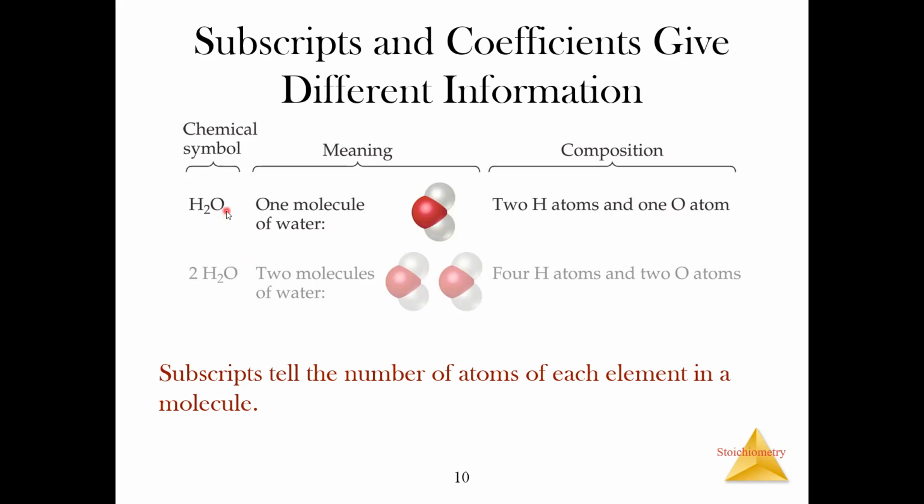If we wanted a second oxygen on this side, we would have to use the 2 out in front like here. We wouldn't be able to add a little 2 after oxygen, because if we change this formula, we're going to be looking at a completely different substance. If we had a 2 after the oxygen here, now it's not water, it's hydrogen peroxide, which is a completely different substance. So whenever we're trying to balance these, just remember we can't change the formula, we can only add the coefficients.